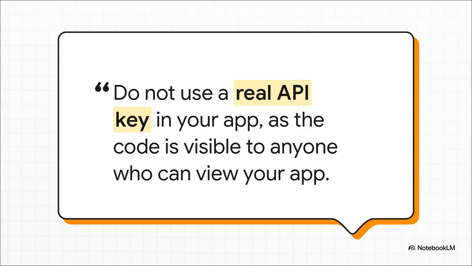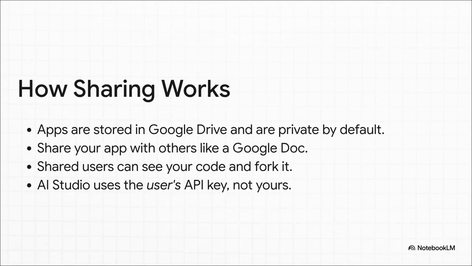Okay, I really need you to hear me on this one. When you get that code from AI Studio, there's a placeholder for your API key. You must never, ever replace that with your real, secret API key in the code. Why? Because it runs in the browser, which means anyone, literally anyone, can just view the page source and steal your key. But this is actually where AI Studio's design is brilliant.